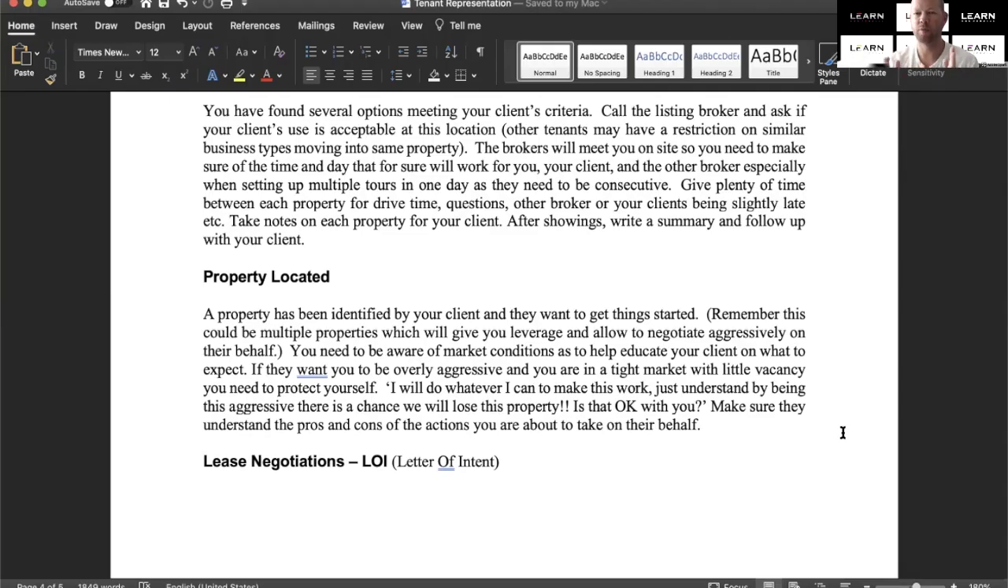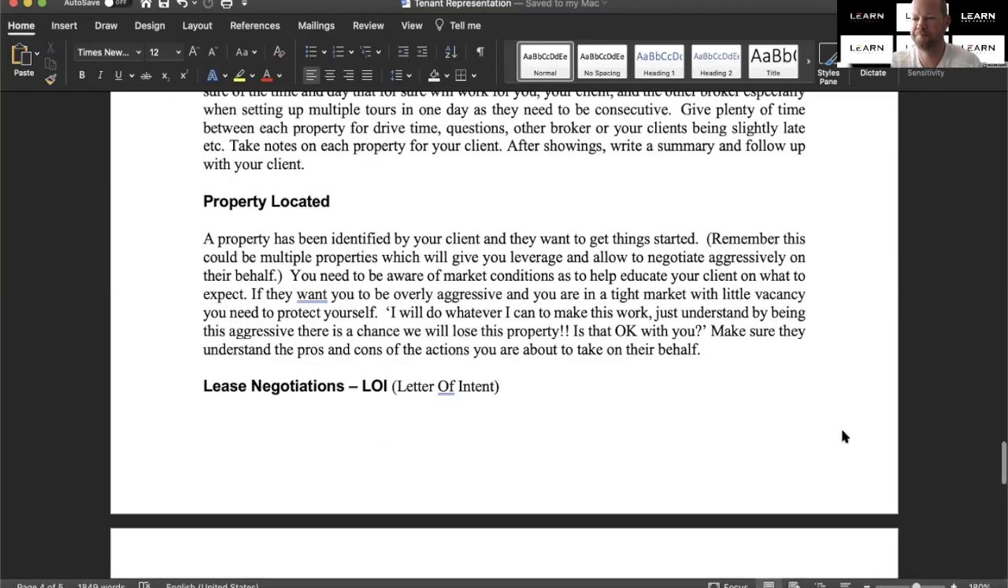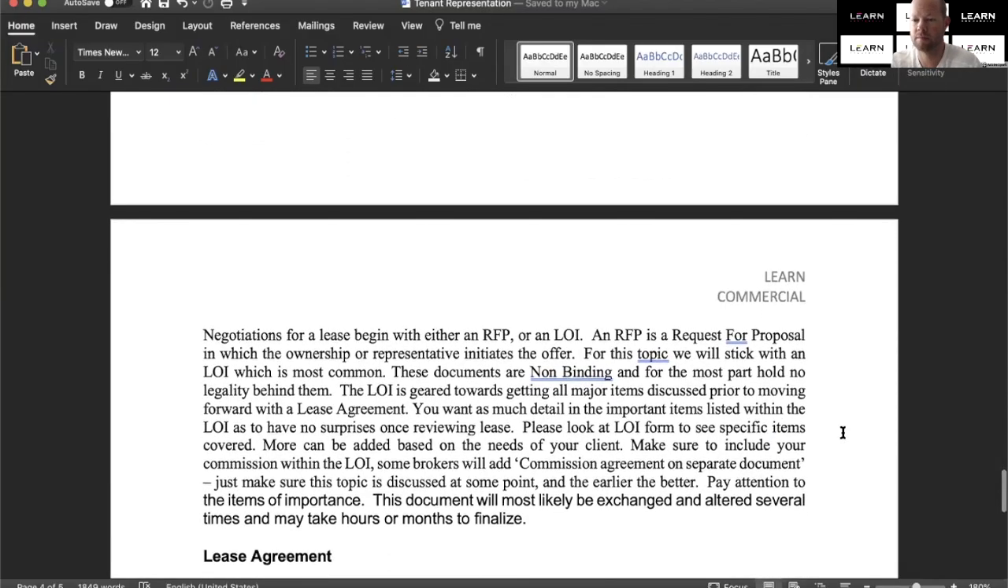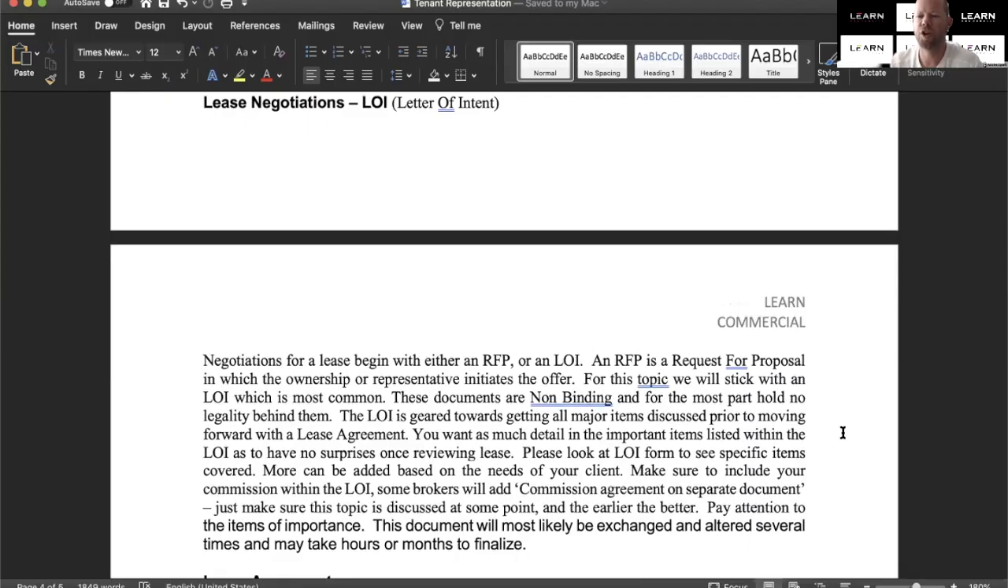We found the property, we searched it, we liked it. Now we're going to write a letter of intent. So unlike residential, we start with the letter of intent, which outlines all the major points of a transaction. It's non-binding. Negotiations for a lease begin with either an RFP, request for a proposal, or an LOI.